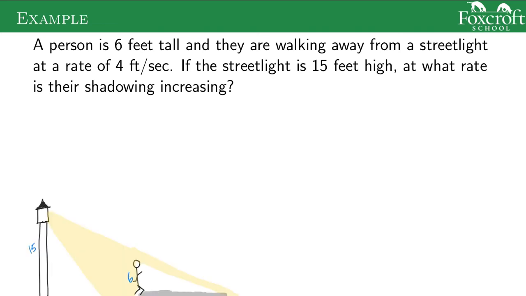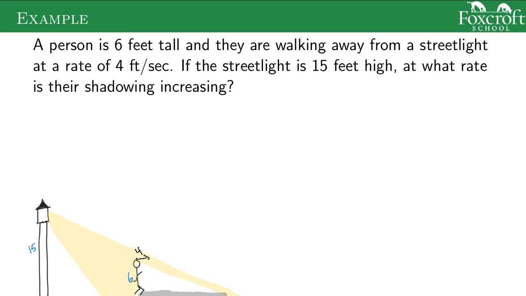All right, so here's the situation we have. We have this street light, it's casting light off, and the person's walking away. And because they're walking away, when the light hits their back, they create this shadow on the ground. And we're trying to figure out how their shadow is changing with respect to time. They're 6 feet tall. They're walking at a rate of 4 feet per second, and the street light's 15 feet high.